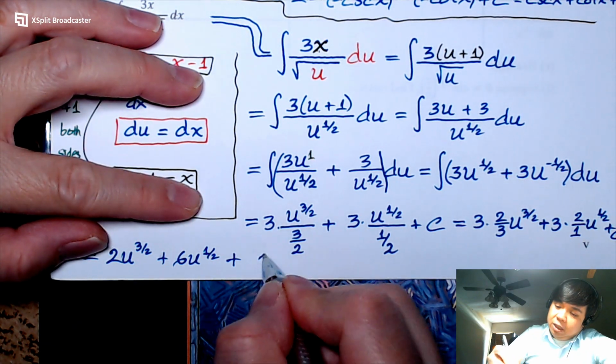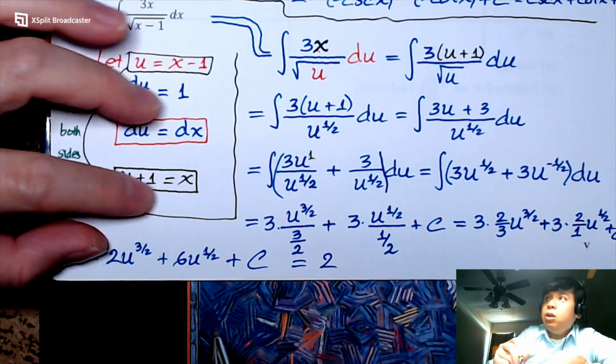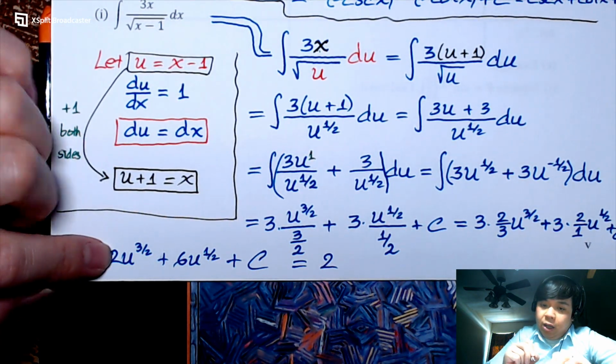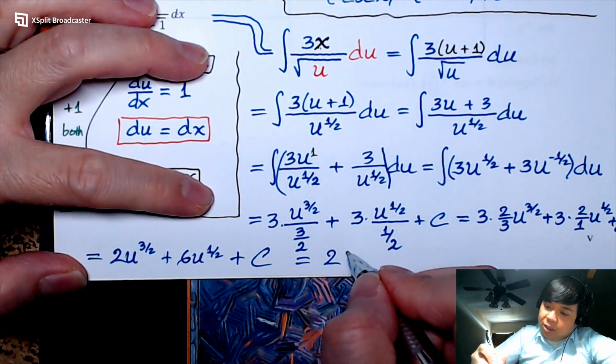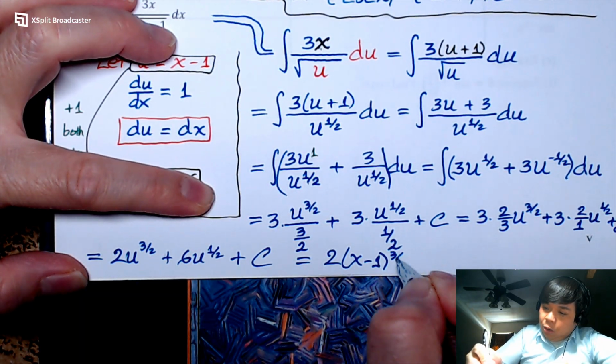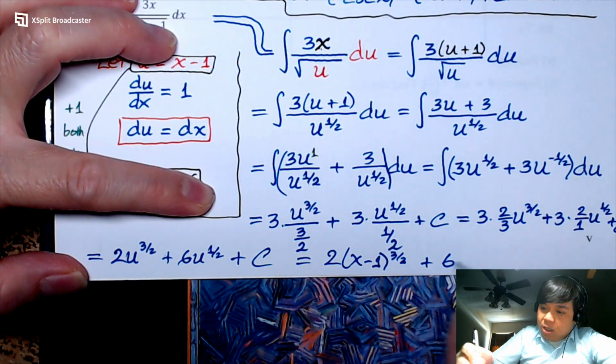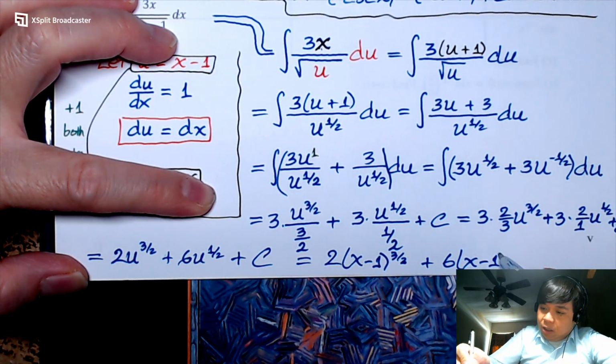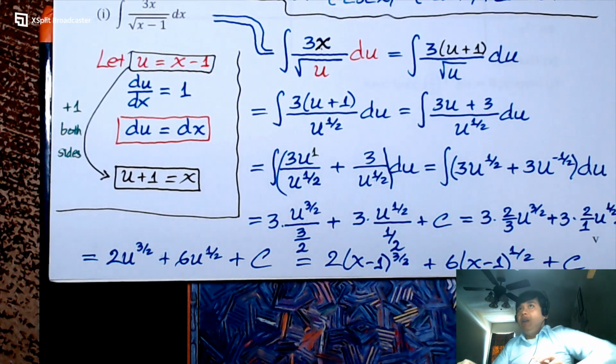plus c, and u is x plus x minus 1, so it's 2(x minus 1) to the 3/2 plus 6(x minus 1) to the 1/2 plus c. Right.